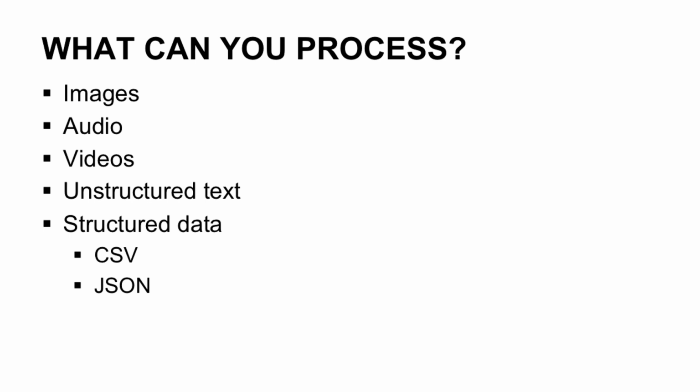You can also process videos with machine learning, and sometimes those videos are split up into images, and then you use the same algorithms you would use with image processing. You can also use unstructured text as an input to a machine learning algorithm. And if you've used a search engine like Google, you have also used machine learning. Finally, you can use structured data as the foundation for your model, whether that's in comma-separated variable format or some other structured format such as JSON.